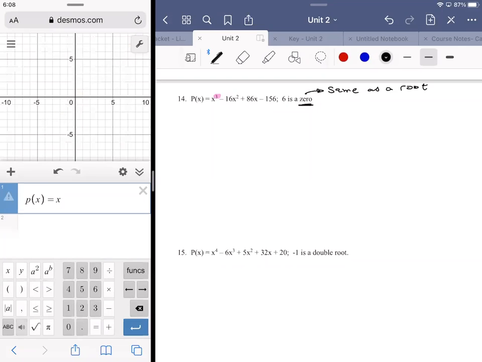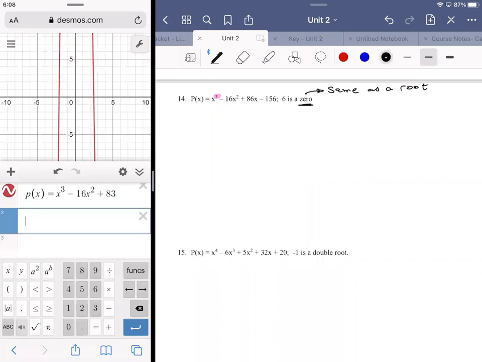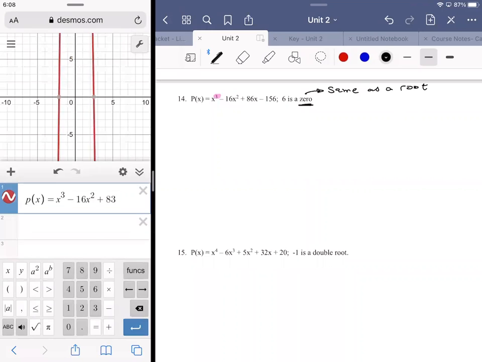x to the third minus 16x squared plus 86x minus 156. Now, you may not get a good look at the entire graph, all right? But I could get a good look at a T-bone. No, forget it.